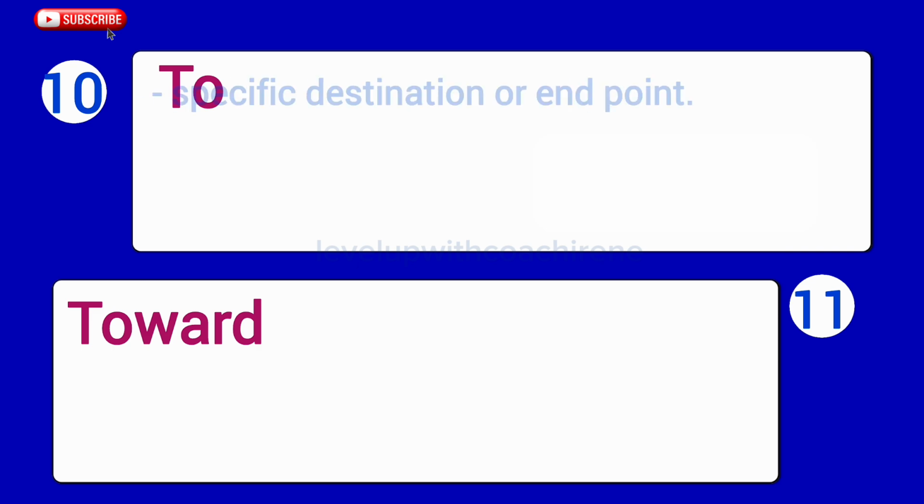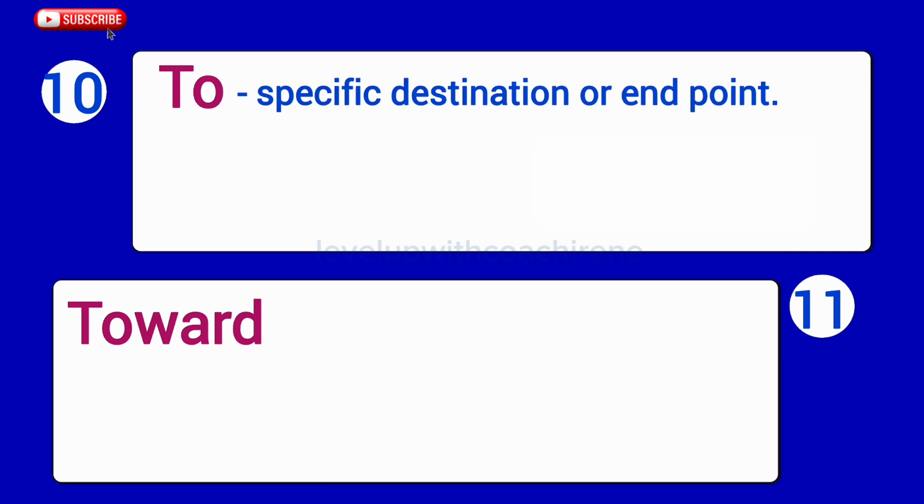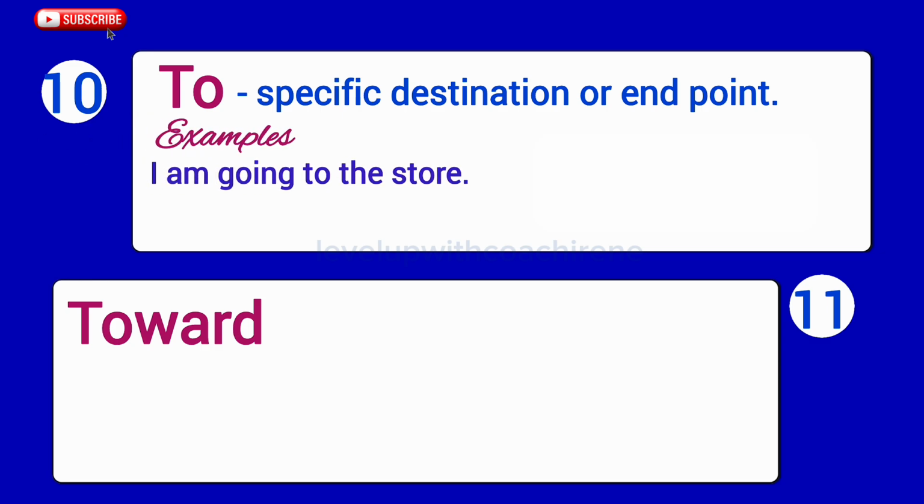To indicates a specific destination or endpoint. It shows movement in the direction of a target or goal. It emphasizes the endpoint of the movement or action. For example, I am going to the store. This sentence implies that the store is the final destination. Another example would be, she handed the book to me.